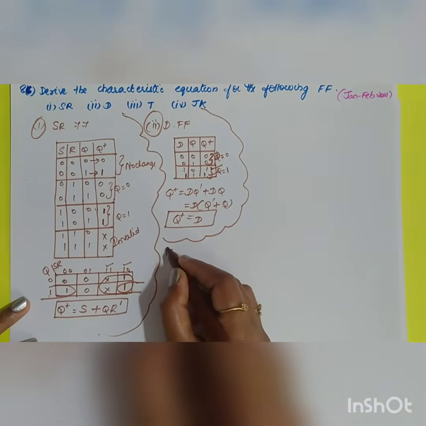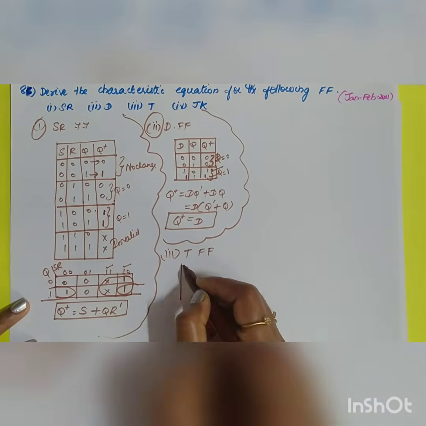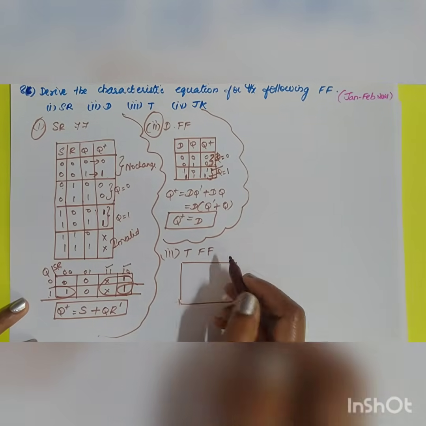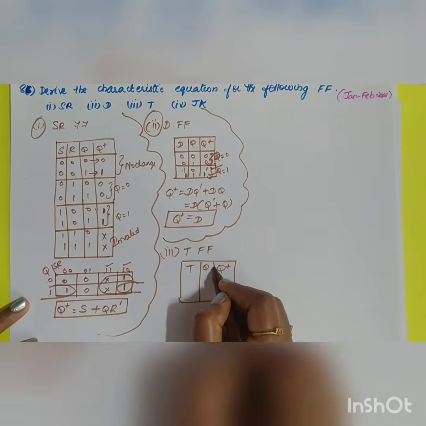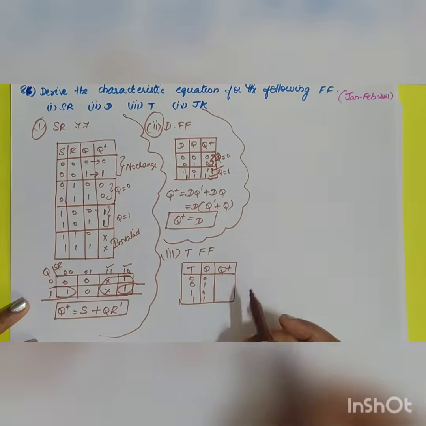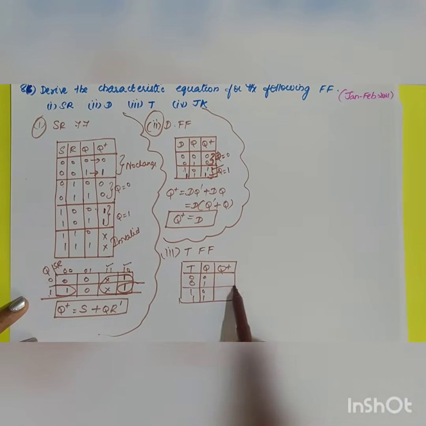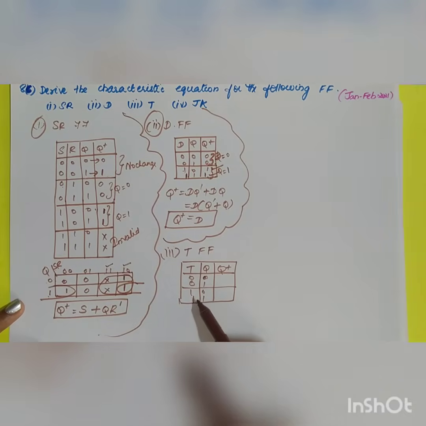So the third one, what is your flip-flop? T flip-flop. So what is your truth table for your T flip-flop? Just similar to your D, you have two conditions, right? So what will be your option? 0 0, 0 1, 1 0, 1 1. So when T is equal to 0, you can have your Q as 0 or 1, and when T is equal to 1, you can have your Q as 0 or 1.